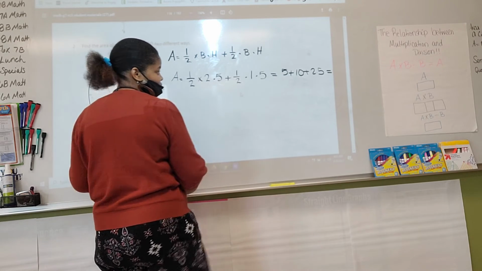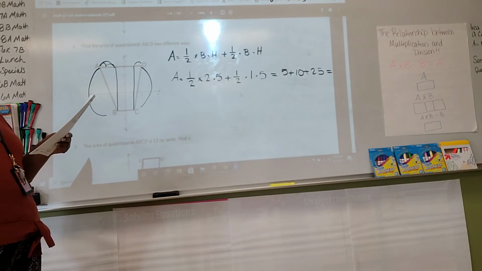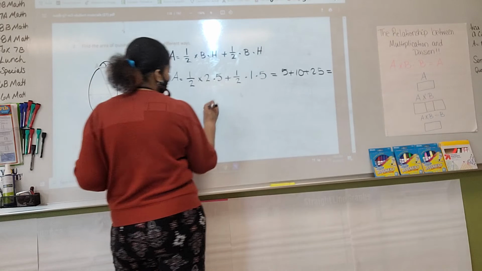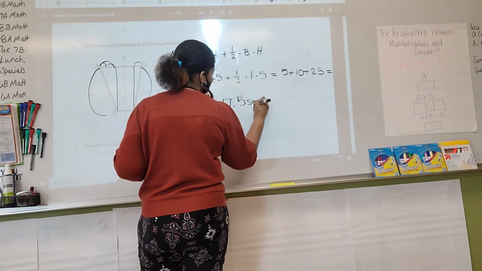I'm gonna erase that because we don't need that part there, but if you put it there, that's fine. 5 plus 10 plus 2.5 is 17.5. And our answer is 17.5 square units.